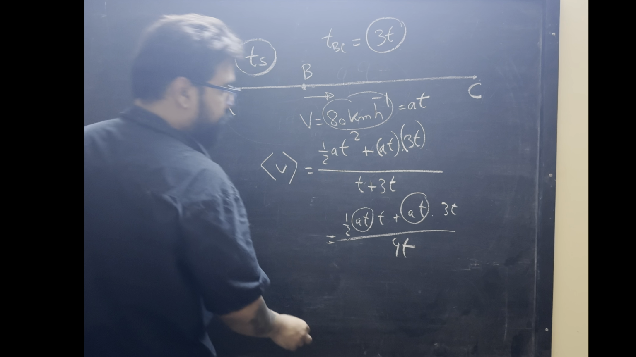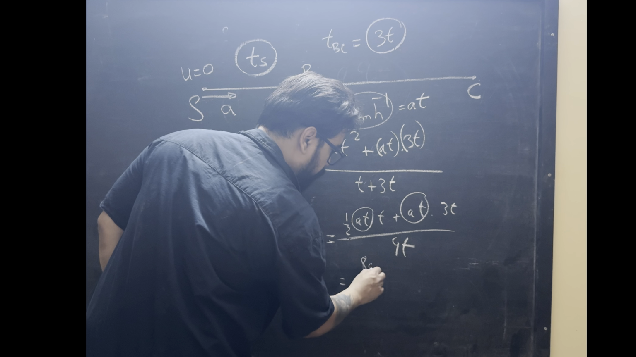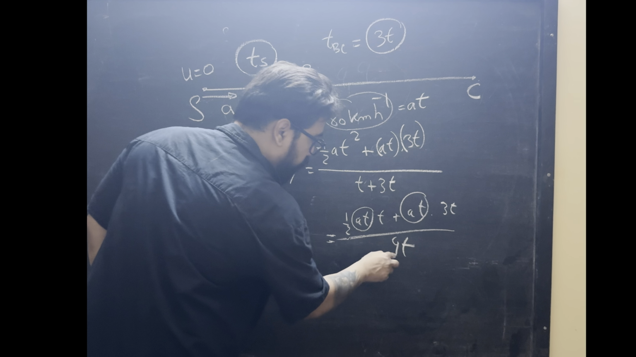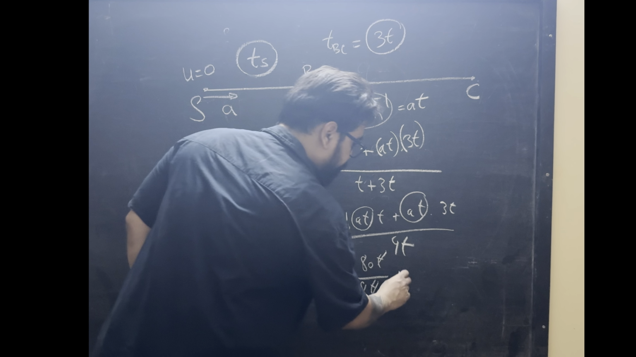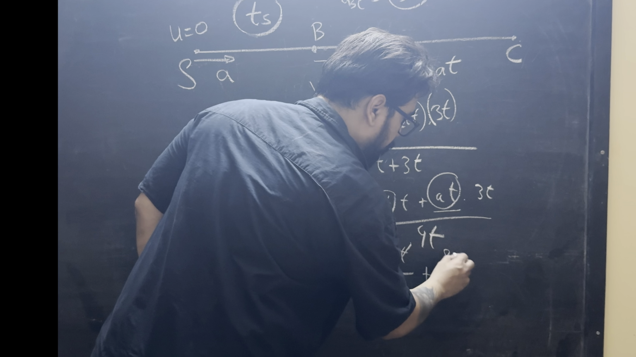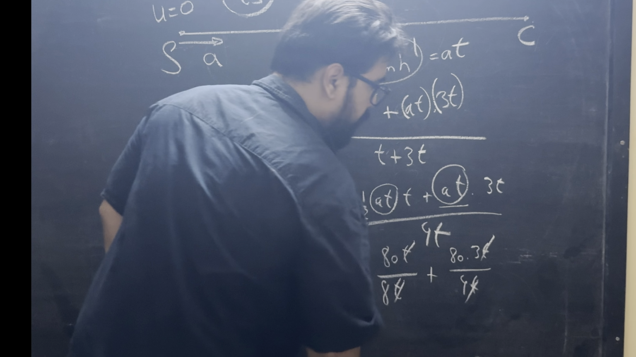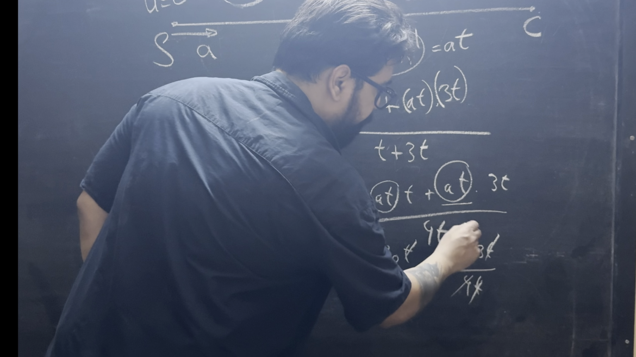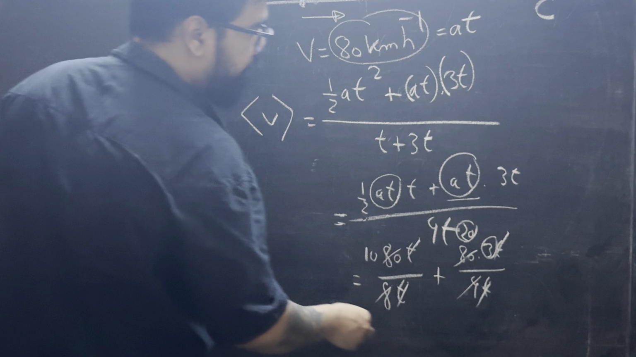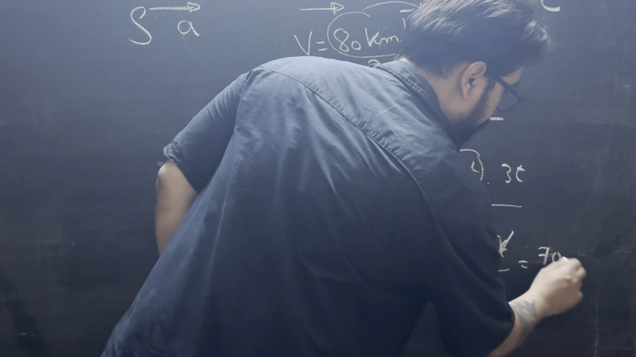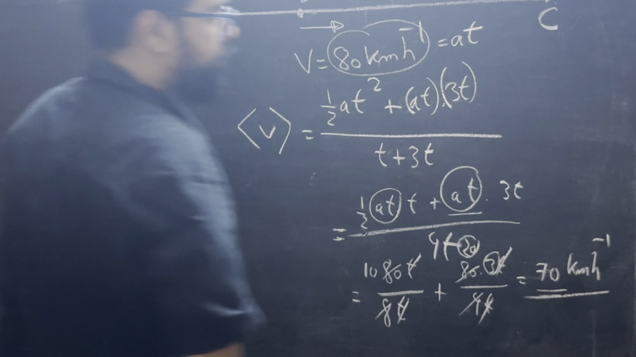This a and this a is how much? It is 80. So what am I getting? I am getting here 80 multiplied, 4 and 2 becomes 8, here t, t cancels out, plus here again this is 80 into 3t divided by 4t, t cancels out, 4 and 80 is 20, so 20 into 3 is 60, and here 8 and 10 is 10, so 60 plus 10, the answer is 70. So the average velocity is 70 km per hour.